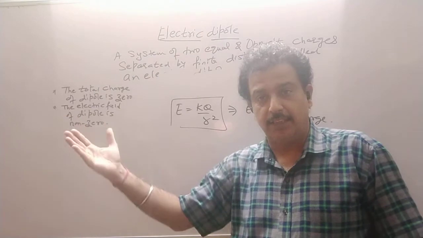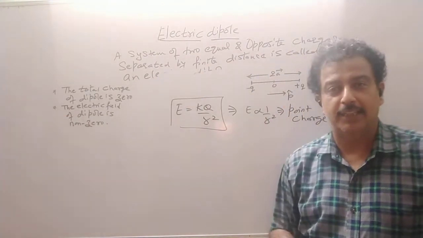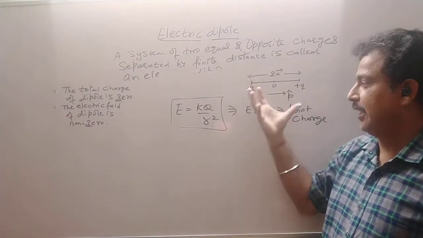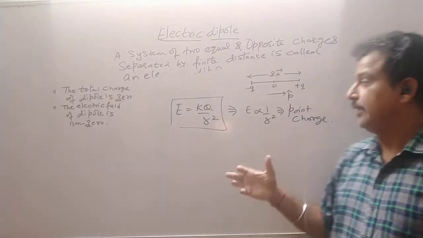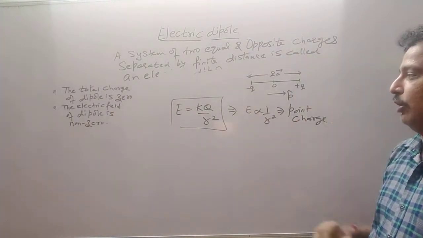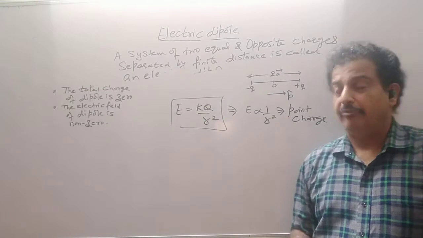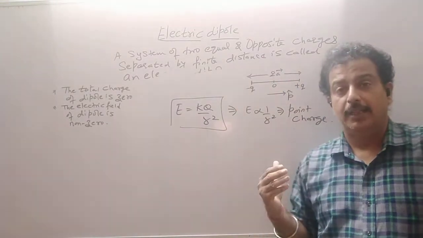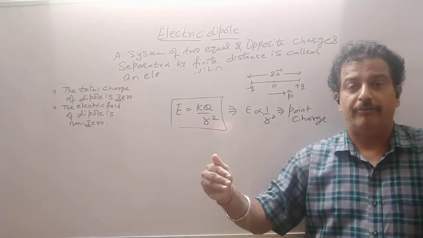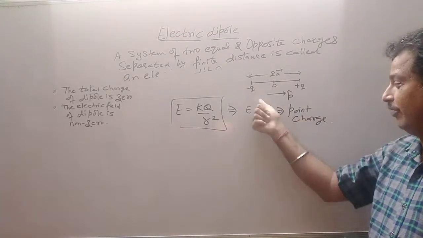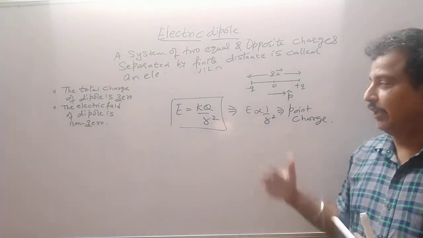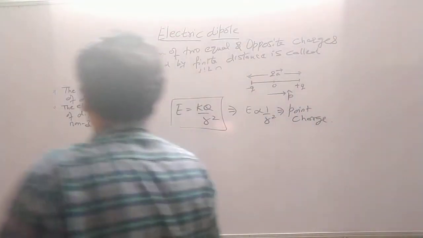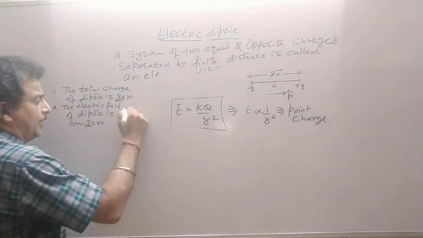At a far distance, if you are at an infinite distance from a dipole, its electric field comes out to be zero. But near this dipole, the electric field will decrease as you move away, and it falls off faster than 1 upon r square, that we will see. And also we know why the electric field is non-zero.